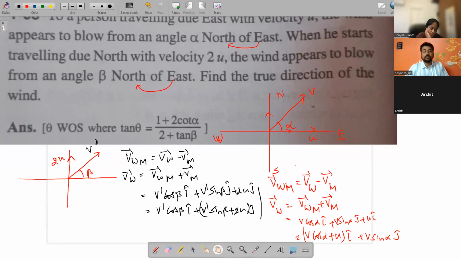Okay. In this case, we can see that the man is moving towards east, and with respect to the man, this velocity of wind is at this angle theta. So if I consider the frame of the man, you have to just reverse the velocity of the man and add it to this.